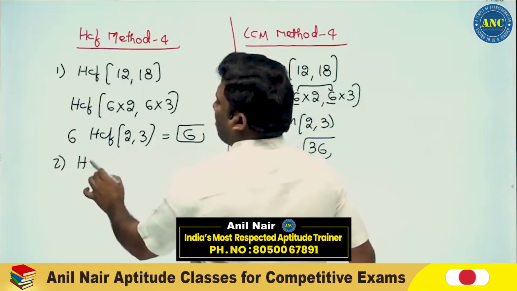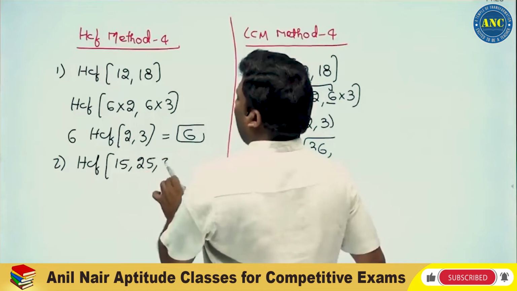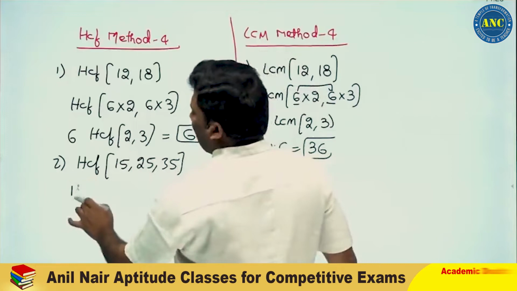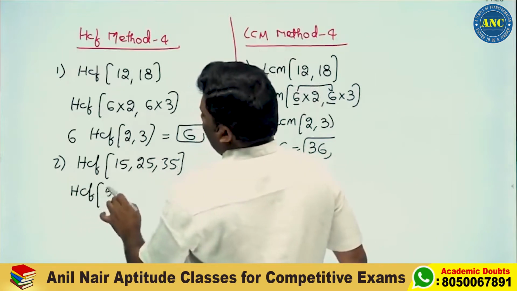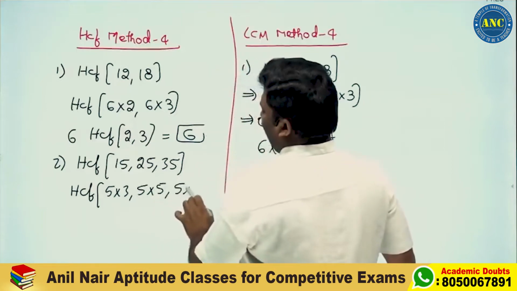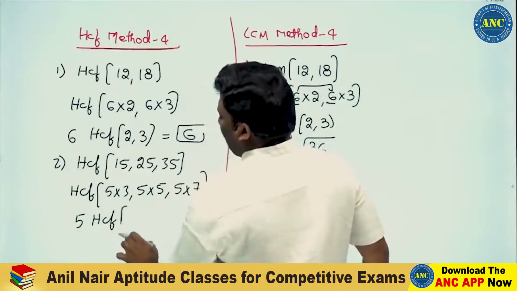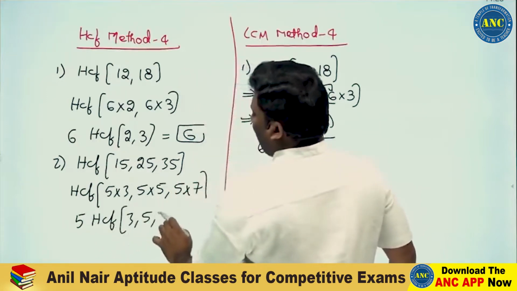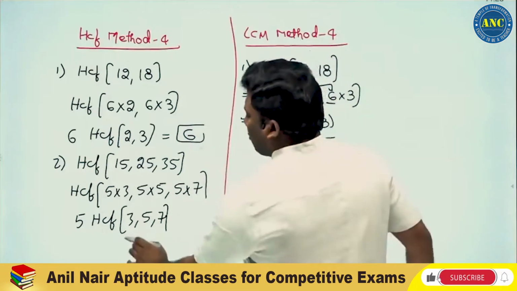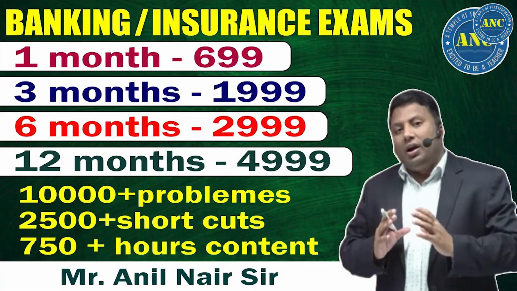Suppose the question is 15, 25 and 35. Take the factor common out. 15 will be 5 into 3, 25 is 5 into 5, 35 is 5 into 7. 5 is taken out. So 5 into HCF of 3, 5, 7. All have only one factor common, that is 1. So 5 ones are 5.